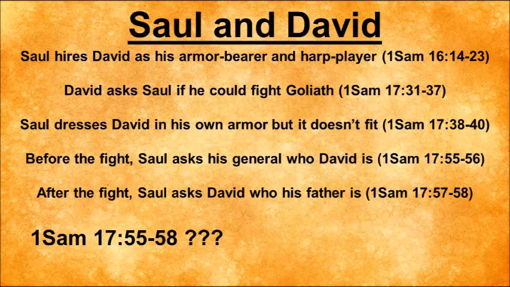1 Samuel 17:55-58 is a very confusing passage. It is found in the Masoretic, yet it is absent from the Septuagint. Therefore, the Septuagint's account about Saul and David is not confusing.